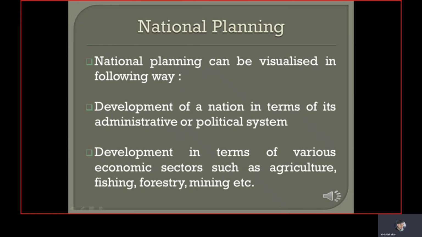National planning includes 20 years long term plans, 5 years short term plans, and annual plans, which are drawn up every financial year. This plan covers rural development plans, urban plans, agricultural development plans, industrial plans as well.